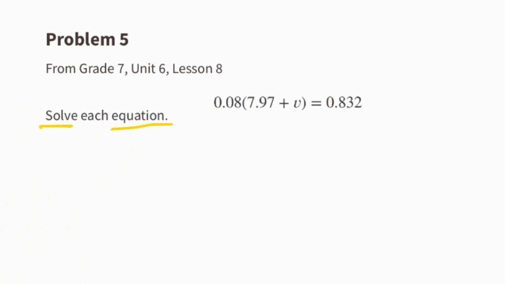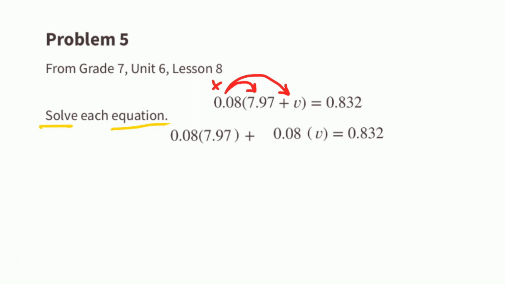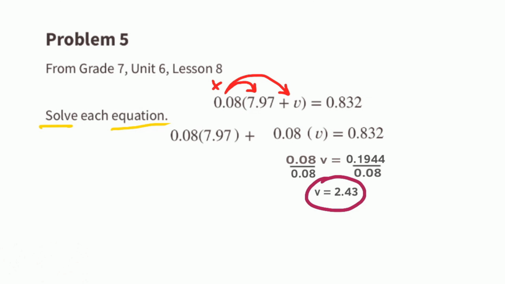Again, we multiply all the terms on the inside of the parentheses by the number on the outside of the parentheses. 0.08 times 7.97 plus 0.08 times v equals 0.832. To get the v alone, we need to subtract 0.6376 from both sides of the equal sign. And to make that 1v, we need to divide both sides by 0.08. So now we have 1v, or v, equals 2.43.